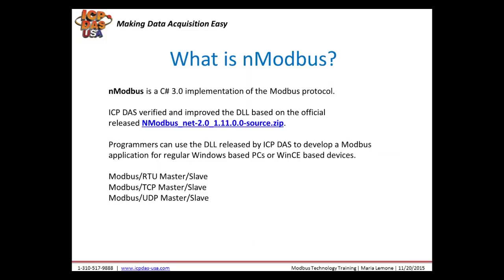ICPDAS verified and improved the DLL based on the official release version. Programs can use the DLL released by ICPDAS to develop a Modbus application for regular Windows-based PCs or Windows CE.NET-based devices. The DLL features Modbus RTU Master Slave, Modbus TCP Master Slave, and Modbus UDP Master Slave.